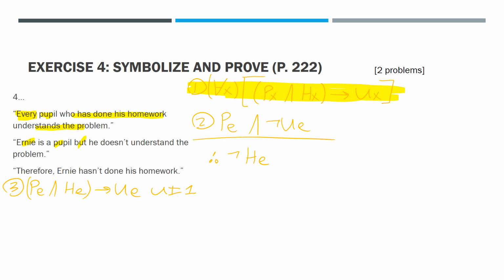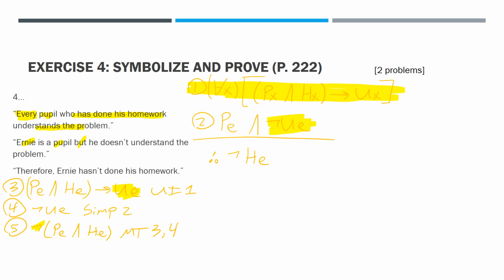But notice line 2, apparently he doesn't understand the problem. So for line 4, I'm just going to simplify right away. Some textbooks do not allow this, but Suppes Hill do allow this. So we'll say not UE, simplification, line 2. So this contradicts the consequent of a conditional, so thereby we can deny the antecedent, because the consequent is always necessary for the antecedent. So we'll say not, parentheses, PE and HE. By modus tollens, lines 3 and 4, we have this negation sign, and we have a conjunction.